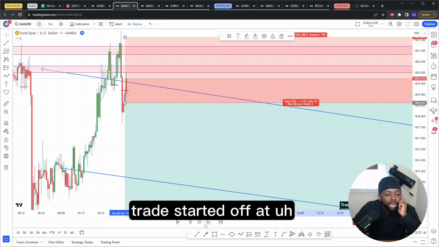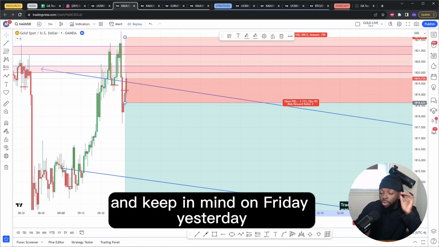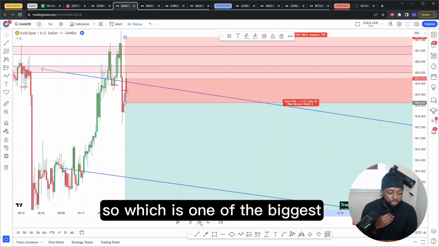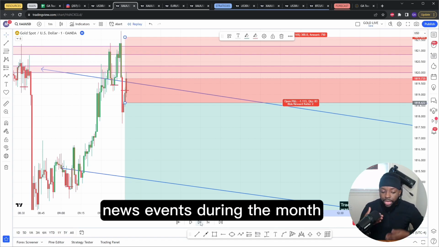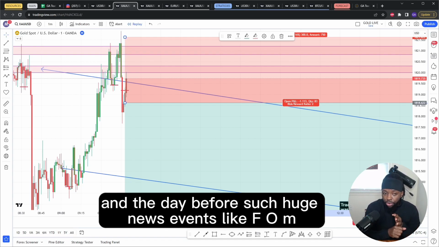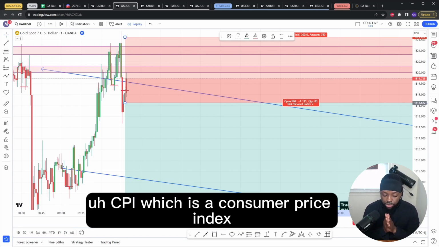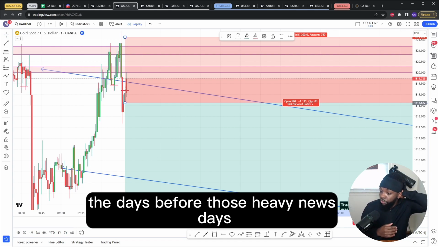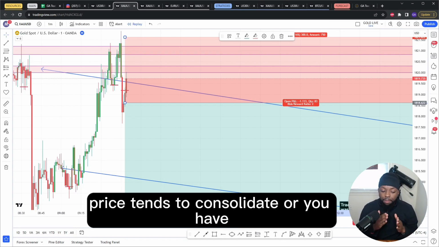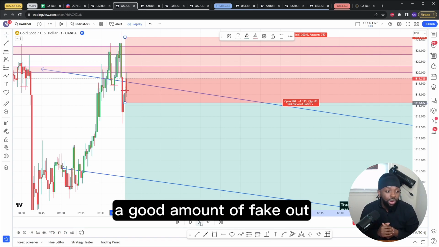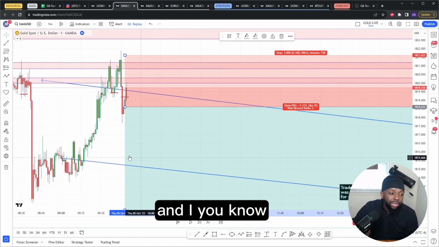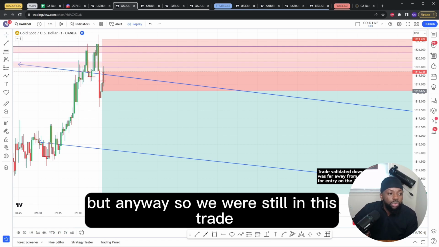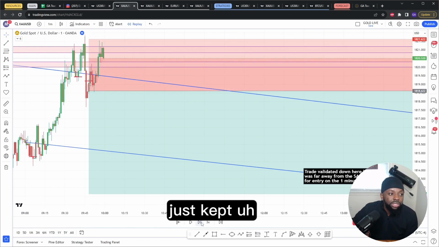The trade started off at a drawdown a little bit, and keep in mind, on Friday yesterday, so this was the Thursday trade, on Friday we had NFP, non-farm payroll, which is one of the biggest news events during the month. The days before such huge news events like FOMC with the news conference, CPI, which is the consumer price index or inflation data release, and the NFP data, price tends to consolidate, or you have a good amount of fake outs. We were aware of that, and I let people know to be cautious that we can get trapped or manipulated.